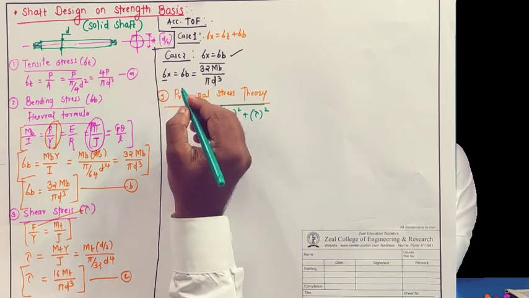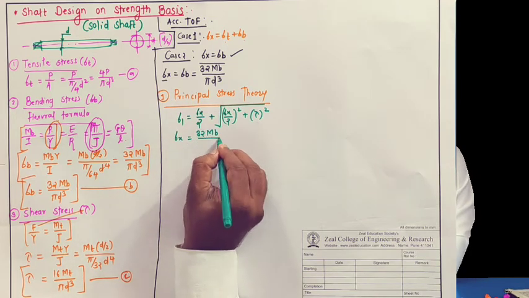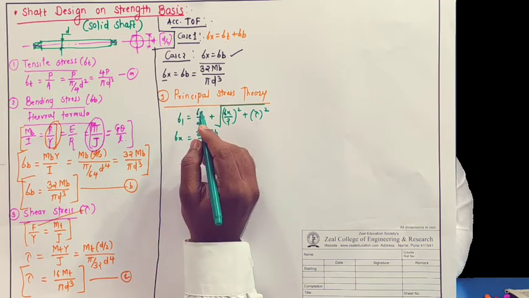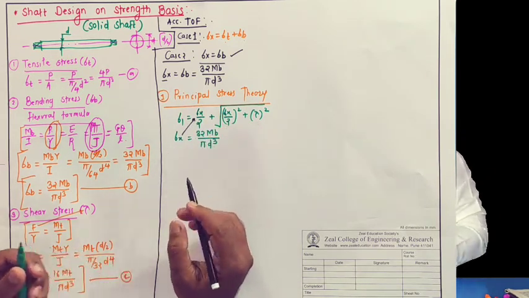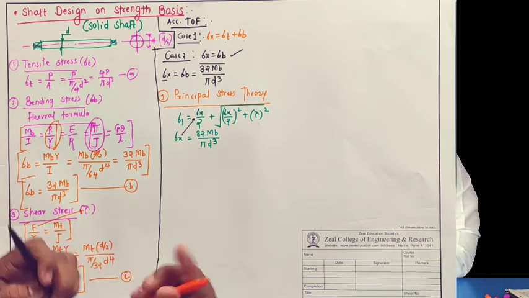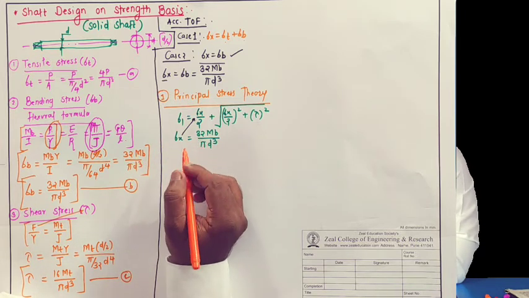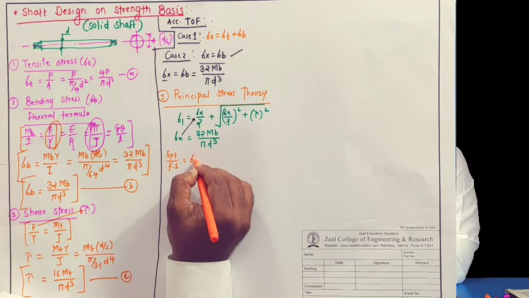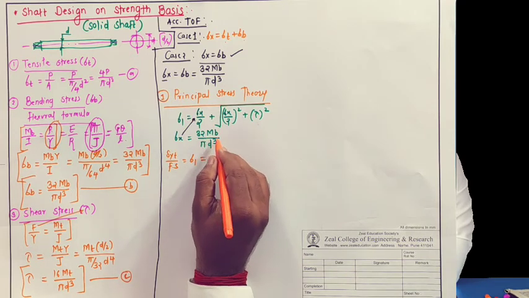Now, the condition we have decided is sigma x equal to 32 Mb by pi d cube. So I will have to put this value in the above equation, where there is sigma x. So my value would be sigma 1. Now sigma 1 is actually the permissible stress, and that can be calculated by Syt by FS, which is equal to sigma 1, correct? Which is equal to sigma x, that is 32 Mb by pi d cube.